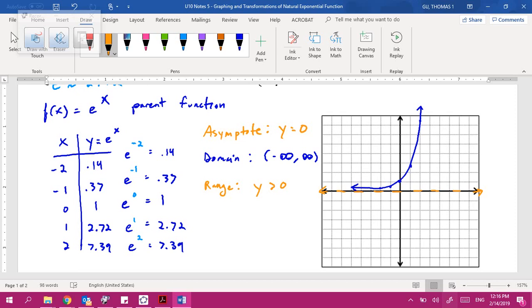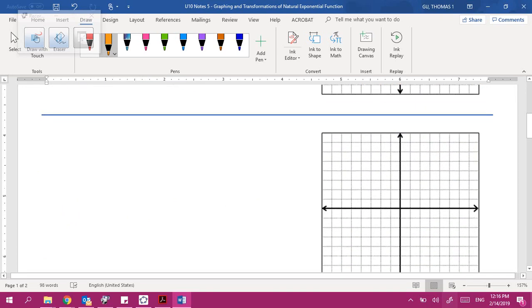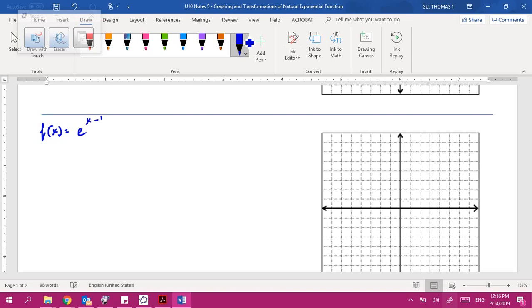Very good. Okay, so we're going to do 2 examples of transformations. I'm not going to go super in depth because we've already done this pretty much, right? So we're just going to do 2 examples real quick. The first example is going to be f of x equals e to the x minus 1 plus 2.